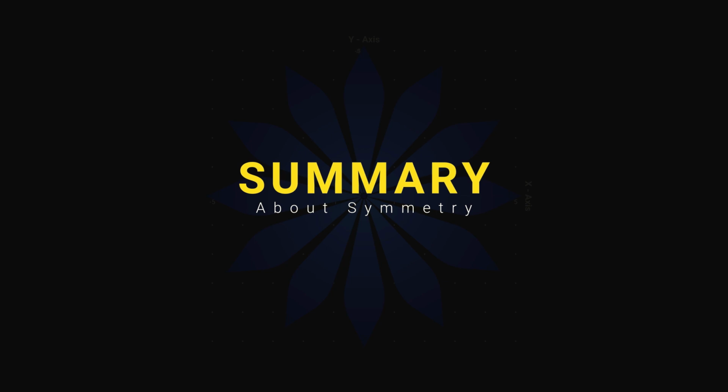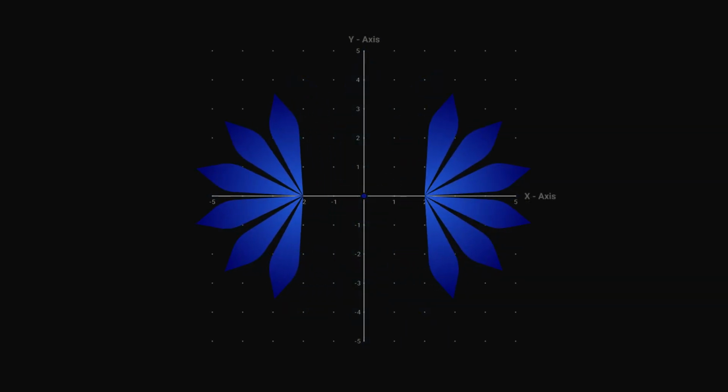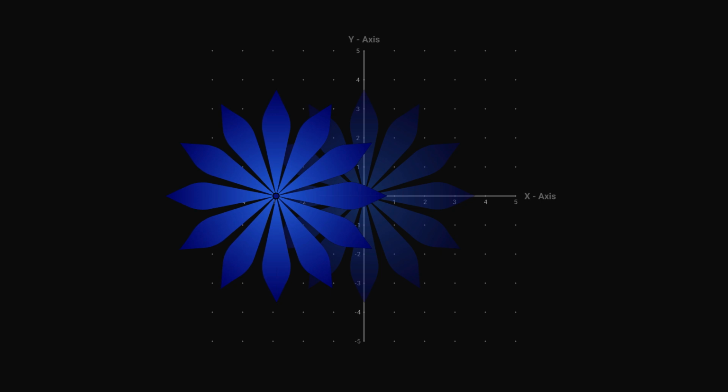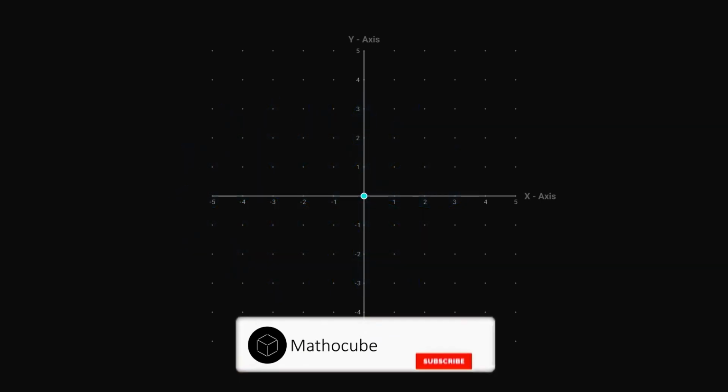Now that we have explored each type of symmetry, let's summarize what we have learned. Reflection symmetry is like a mirror image. Rotational symmetry involves spinning or turning. And translation symmetry allows objects to be shifted while keeping their original shape.